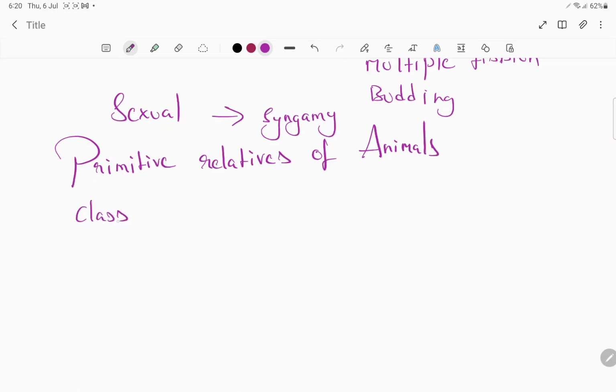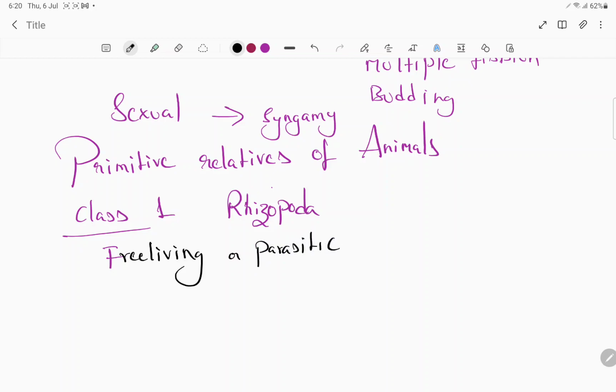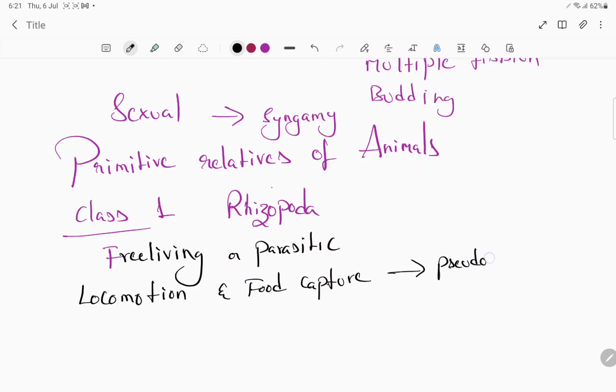First is Rhizopoda, class 1. They are present in freshwater, saltwater, damp places and soil. They are free living or parasitic. Their locomotion and food capture is mainly performed by pseudopodia, which we also call false feet. Example, amoeba.